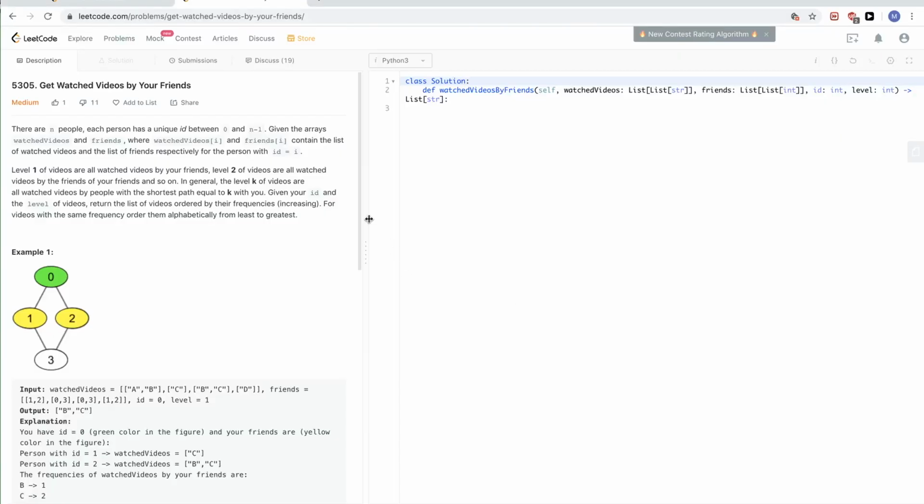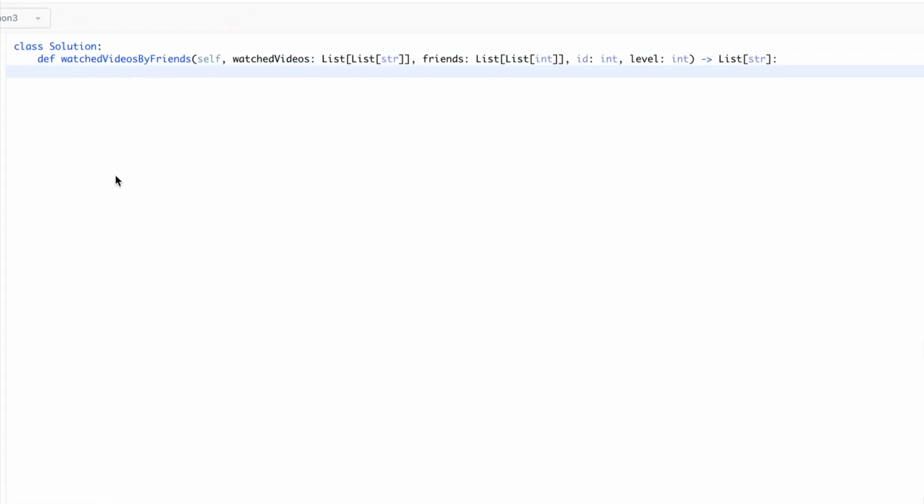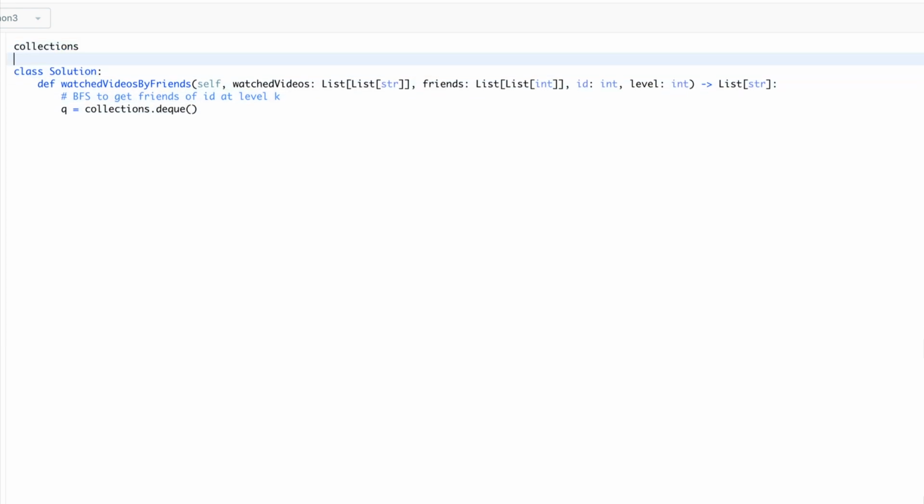Okay, so now let's code the solution that we just described with the two methods, with the two parts. The first part is just BFS to get friends of ID at level K, right? So for BFS we need a deque, sorry, a collection. So for that, we need to import collections, and we need a visited set so that we don't visit nodes twice.